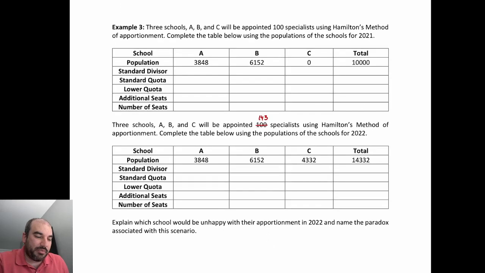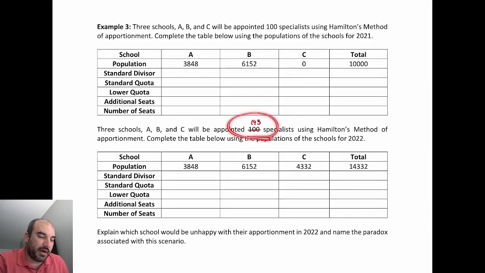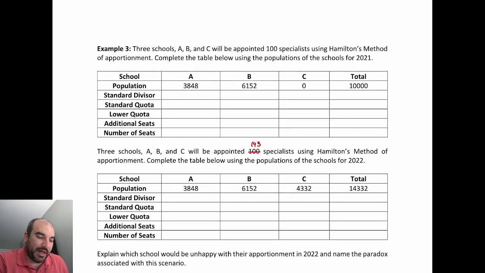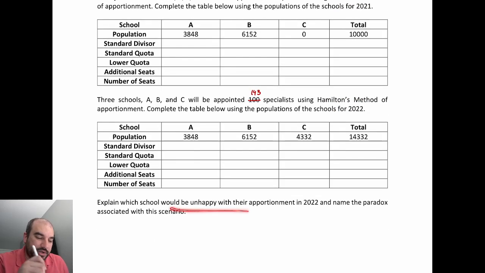There's a correction on example 3. If you have this printed out, please correct this. This should be 143, not 100. On example 3 at the very bottom, the last number on the page, the number of specialists should be 143. If you don't fix that, then it's not going to look good, so make sure you fix that so that the numbers work out right. Again, we're going from 2021 to 2022, so 1 year difference, and things are changing. You just have to figure out which school is unhappy and name the paradox that's associated with this situation.